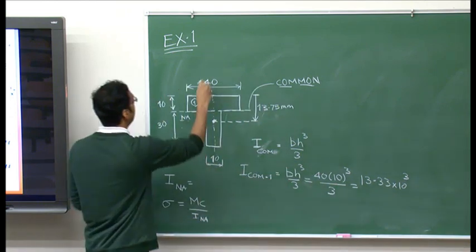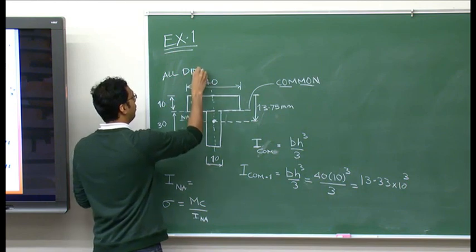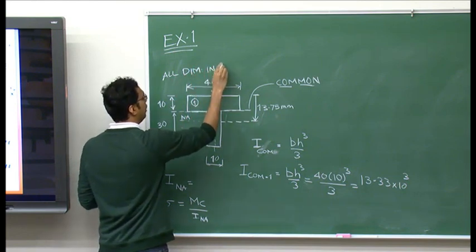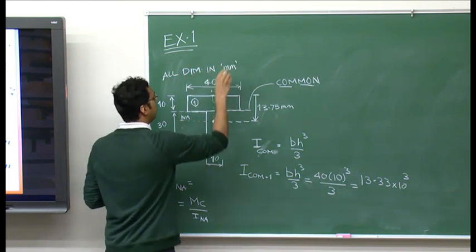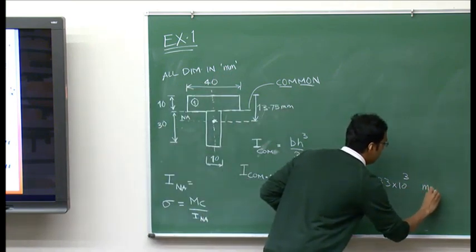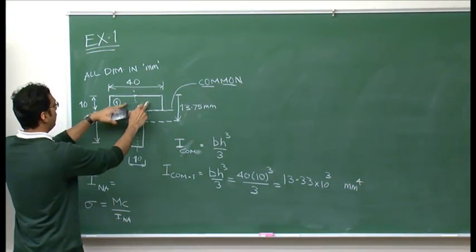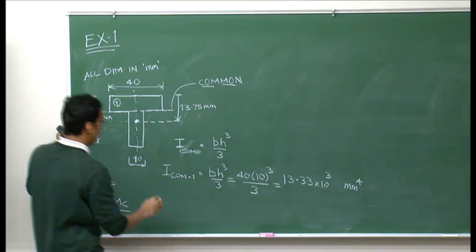Remember, we are dealing with all dimensions in millimeter, and the unit of moment of inertia is millimeter to the 4th. So this is the moment of inertia of this top rectangle about the common axis.